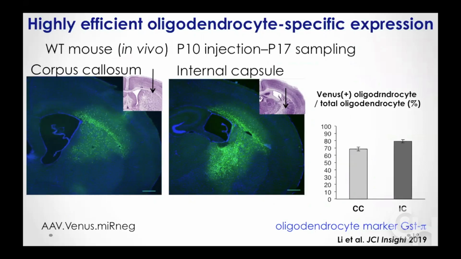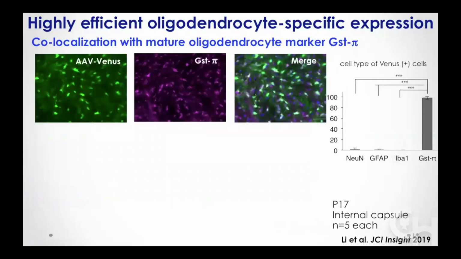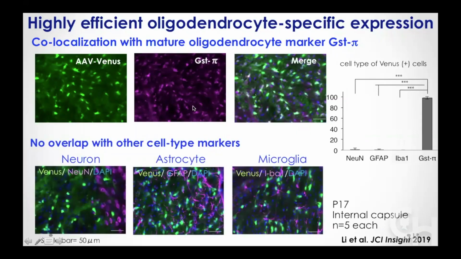PMD model mice. These two pictures show mouse brains after injection of the AAV vector, showing highly efficient oligodendrocyte-specific expression that our AAV vector has achieved. We got more than 70% of oligodendrocytes infected by the AAV where it was injected. These are enlarged pictures of the brain, again showing oligodendrocyte-specific expression of Venus overlapping with the oligodendrocyte marker GST-Pi, but not with other cell type markers for neurons, astrocytes, or microglia.